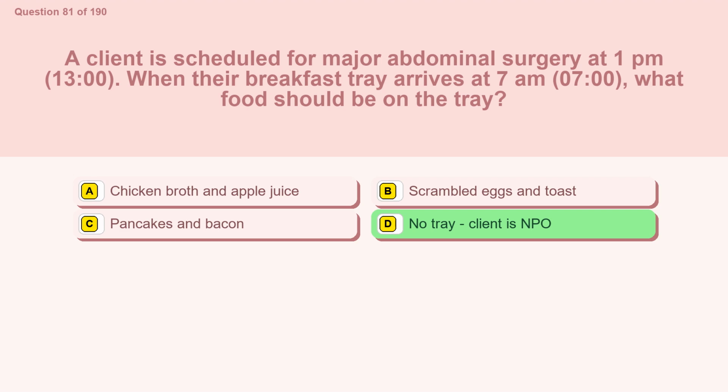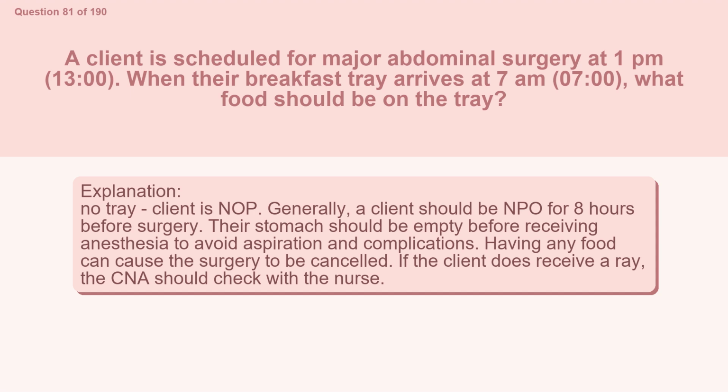The correct answer is option D, no tray, client is NPO. Generally, a client should be NPO for 8 hours before surgery. Their stomach should be empty before receiving anesthesia to avoid aspiration and complications. Having any food can cause the surgery to be cancelled. If the client does receive a tray, the CNA should check with the nurse.